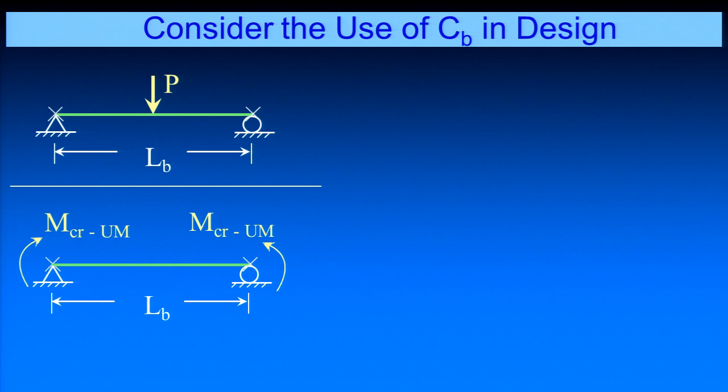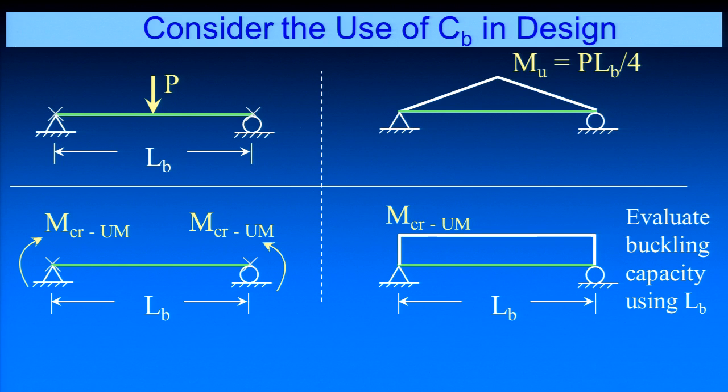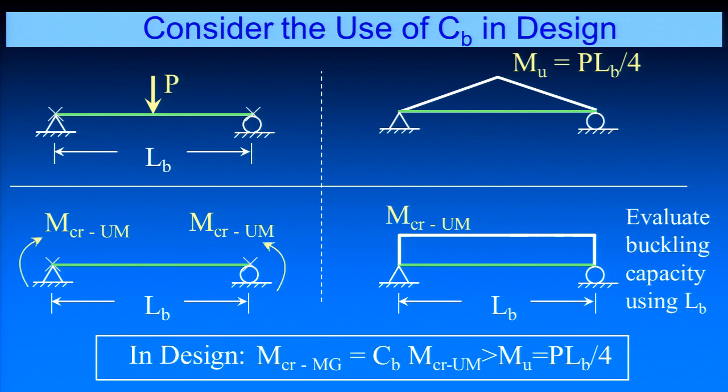For these cases, we can go and get our moment diagrams. Maximum moment here would be PL over 4. Down here, we have a constant moment all along the length. We can evaluate the buckling capacity using those previous equations with whatever our unbraced length is. So in design, we calculate our lateral torsional buckling capacity based upon uniform moment. Then we apply a C sub B factor to that capacity and make sure that's greater than the maximum moment that occurs anywhere along the length of the beam. That's a very basic application. I'm sure we understand a lot of that.